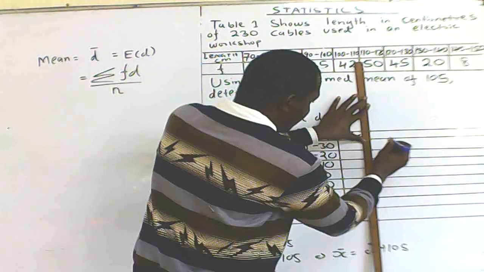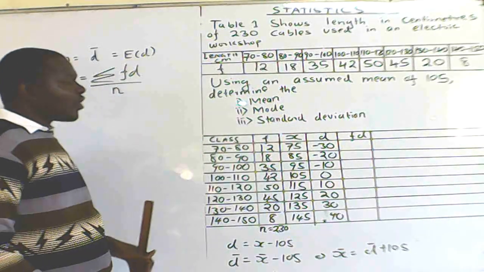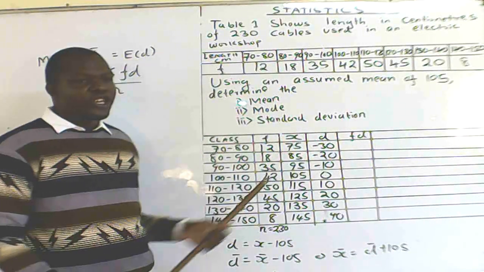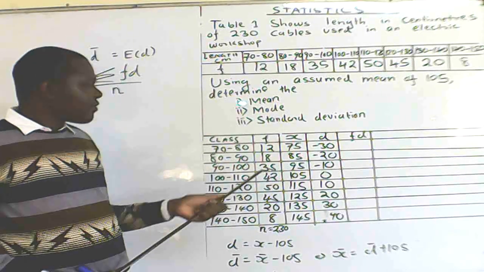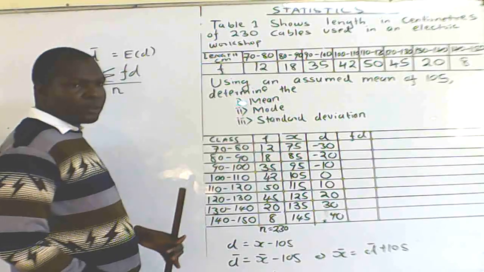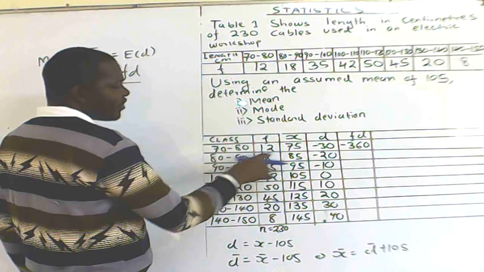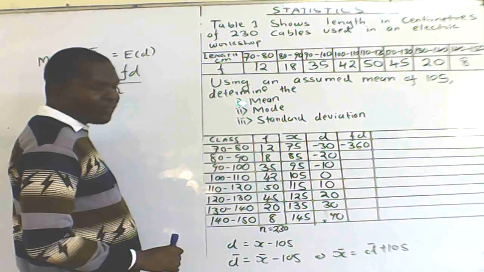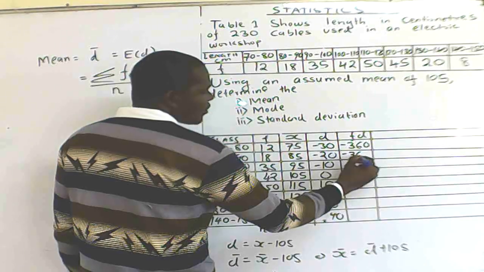Create a column of fd. So in the column of fd, it means f times d, isn't it? Yes. So start. F there is 12, d there is negative 30. 12 times negative 30? Negative 360. Yes. Go on. 18 times negative 20? Negative 360. Yes.